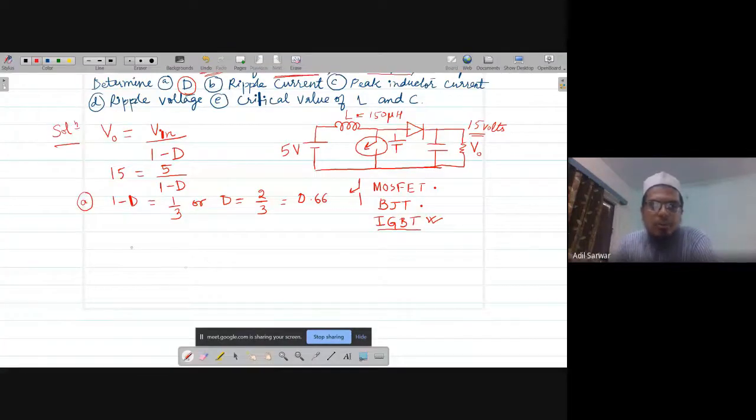So the second part of the question is to find out the ripple current. Ripple current is basically the ripple current through the inductor, that is delta IL. So we have to find out delta IL. This is the second part of the question, and we can easily find it out with the help of a relation that I had already developed.